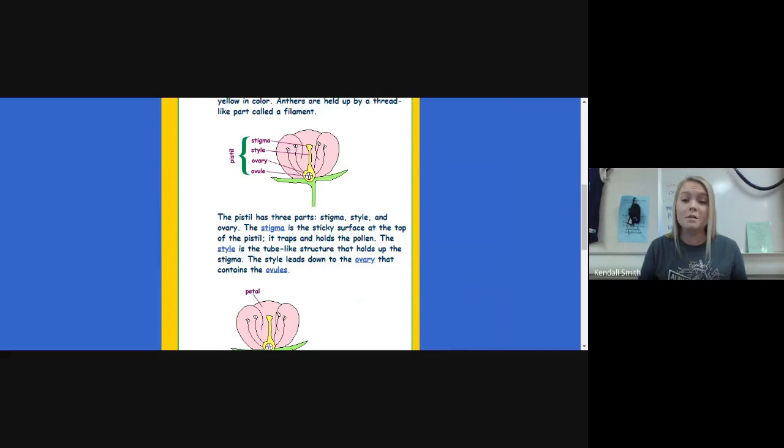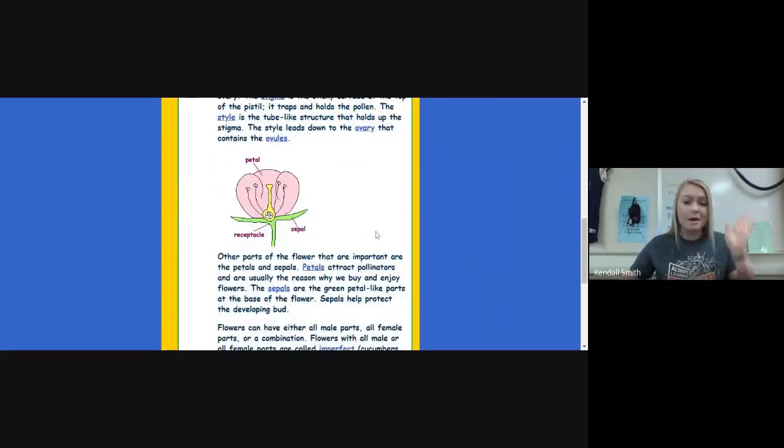It traps and holds the pollen, and the pollen comes from the anthers. So when the pollen is released from the anthers, it sticks to the stigma on the top of the style. It's sticky, okay? The style is a tube-like structure that holds up the stigma, and the style leads down to the ovary that contains the ovules. We'll talk about pollination here in a second. We're just focusing on the plant part or the flower parts right now, okay?